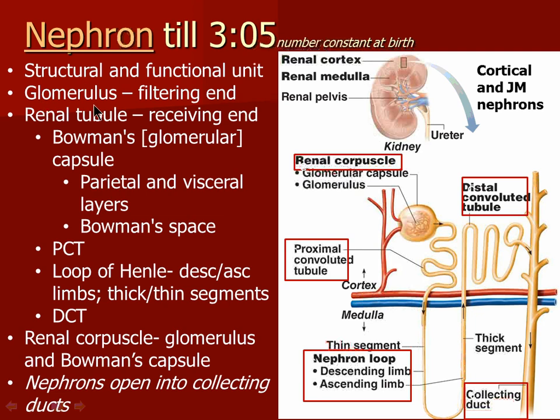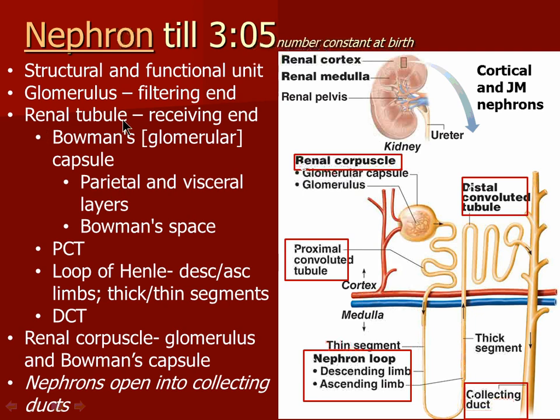That is brought about by this capillary plexus, which is called the glomerulus. So the nephron consists of the glomerulus, and that is the filtering end. That is from where the blood is filtered. Now when blood is filtered, it has to be received into something. And what it is received into is called the renal tubule. So that's the receiving end of this nephron. So the nephron consists of the glomerulus and the renal tubule.